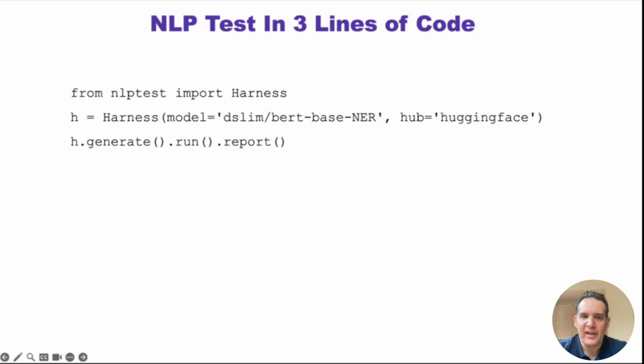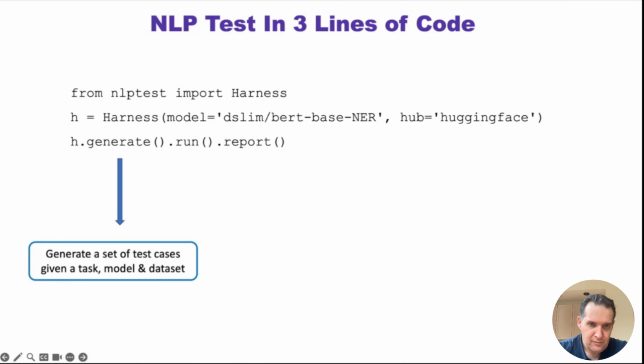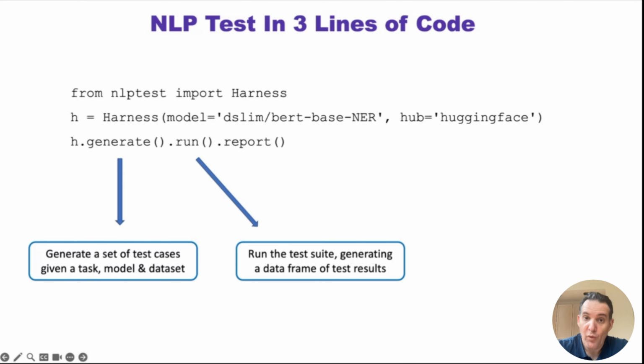So here is the library in 3 lines of code. From nlptest import Harness, that's the basic test harness class. When you create a harness, you tell it where the model is. In this case, the model is coming from Hugging Face, and it's the BERT-based model. And then you call h.generate.run.report. h.generate generates a set of test cases, in this case based on the default configuration, because we haven't changed those defaults here. So you look at the task, the model you've run, and the basic dataset you start from. Once you've generated, you run the test suite.